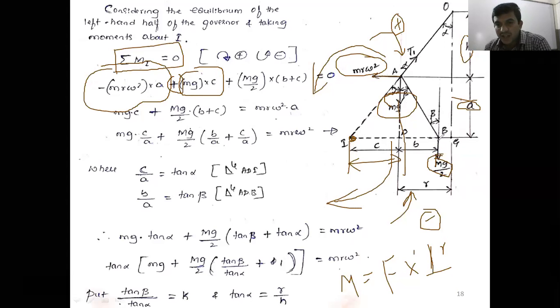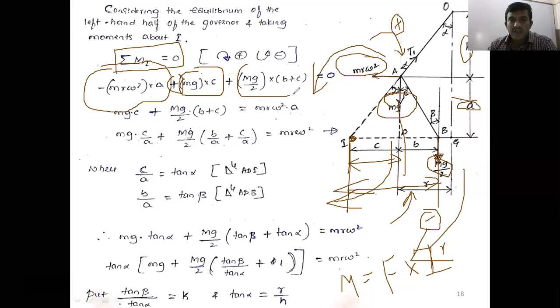Next, one more force is acting at the point B, that is the sleeve weight. How much here? Mg by 2. What is the perpendicular distance? B plus c. Mg by 2, force into perpendicular distance b plus c, produces what type of moment? That also produces a clockwise moment, so you get a plus symbol. The sum is equal to 0. Now these are the equations you got.